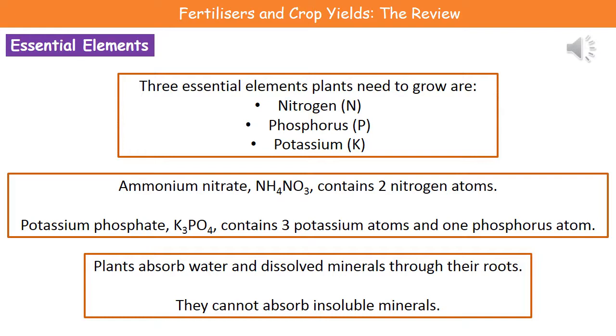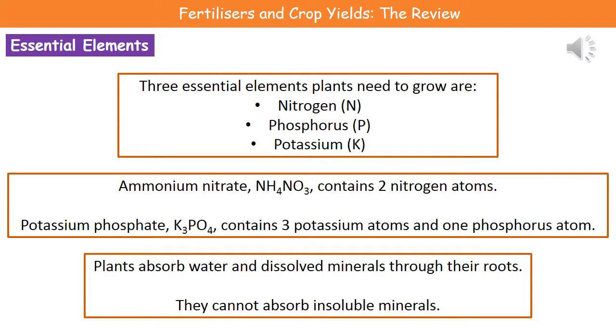So if we consider one particular fertilizer, ammonium nitrate, which has the formula NH4NO3, then in there we can see that out of those three essential elements, the only one we've got is nitrogen, and we've got two nitrogen atoms present there. If we consider another fertilizer, potassium phosphate, K3PO4, then what we've got are the potassium and phosphorus ions in there. So what we actually have are 3 potassium and 1 phosphorus.